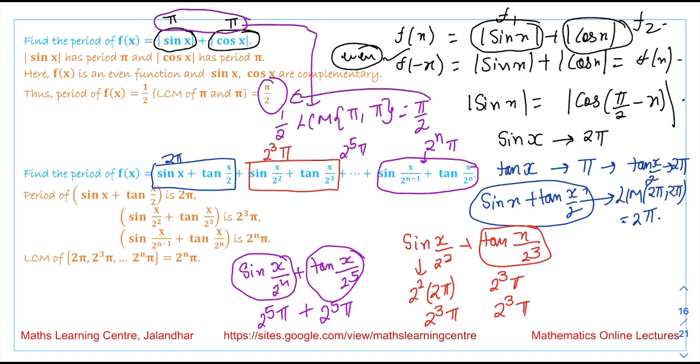Now we have all these terms: this is our first term, this is our second term, and this is our last term. So the period of the sum of all these terms will be the LCM of all these values, that is 2 pi, 2 raised to the power 3 pi, 2 raised to the power 5 pi, and 2 raised to the power n pi. All these terms are irrational, with pi common between all of them. So the LCM of these numbers will be 2 raised to the power n pi. So the period of this function will be 2 raised to the power n pi.